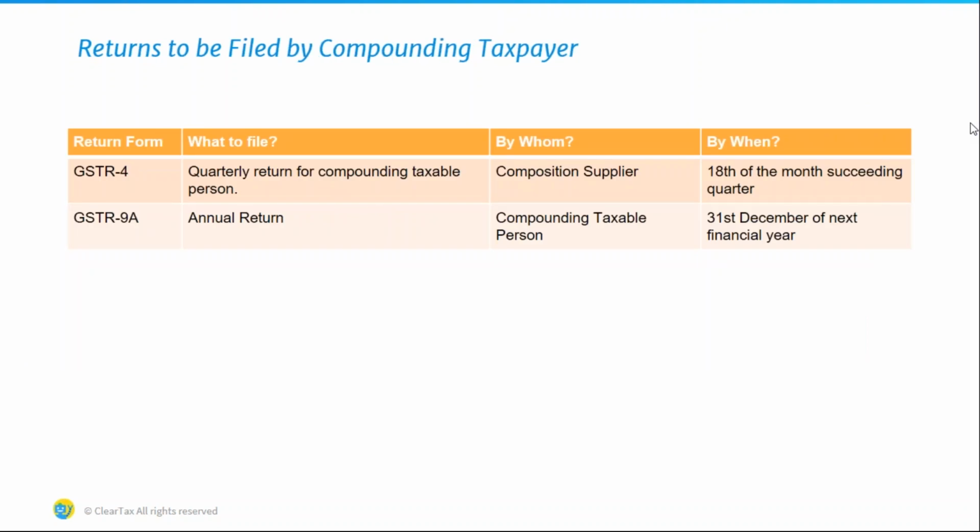So these are the returns for the composition taxable person. GSTR 4 we have already discussed, and then we have GSTR 9A. So 9 is for regular businesses and 9A is for composition taxable persons. Again, the timeline is the same, and GSTR 9A is an auto-population of all the GSTR forms that have been filed, and you can definitely add more records in terms of any invoice which has been missed. So these are all the returns that are there in goods and service tax.